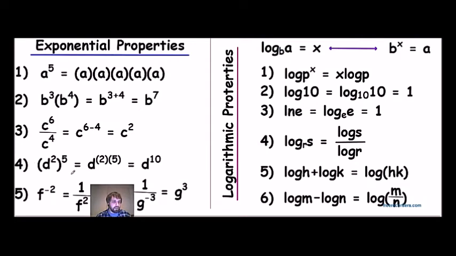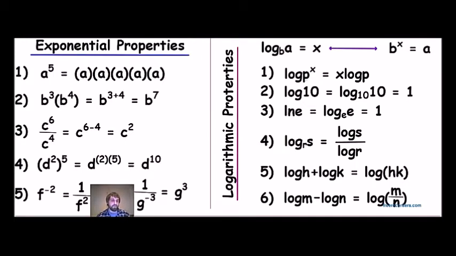How about the same base with the powers of powers? So powers of powers, this is basically like d squared 5 times. So it's like I have 2 d's 5 times, which means I have a total of 2 times 5, or 10 of them. That's why this turns into multiplication. So I have d to the 10th.